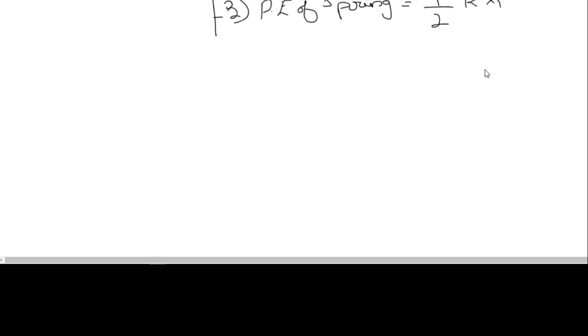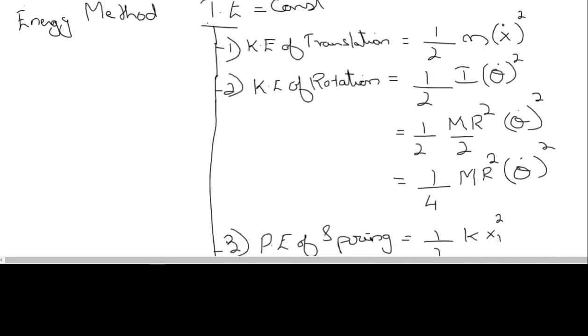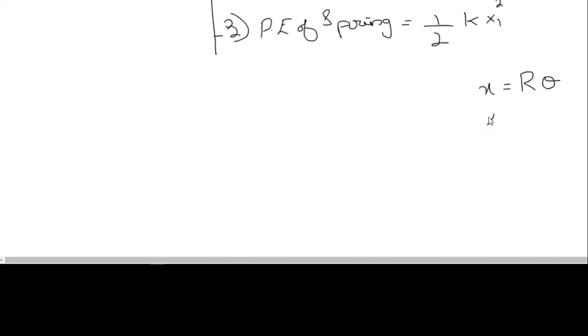And before that, we should substitute. We already have x equal to r theta. It is necessary because we have an x dot here. So to find x dot, x dot will be equal to how much? x dot will be equal to r theta dot. Similarly, we have x1 that is equal to r theta.